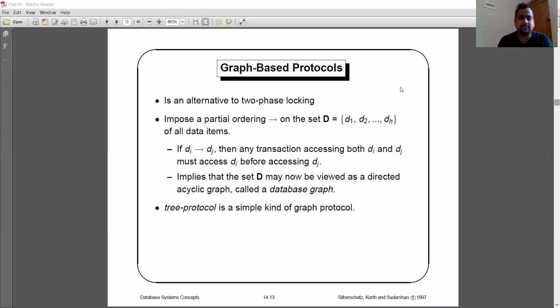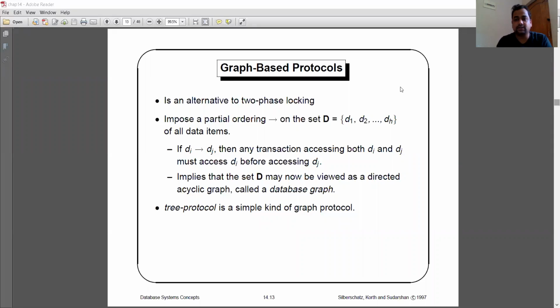Last session we discussed the two-phase locking protocol. In that, we have already discussed how to avoid concurrency problems by using the locking mechanism, either a shared lock or an exclusive lock. Today we'll discuss what a graph-based protocol is and timestamp ordering.